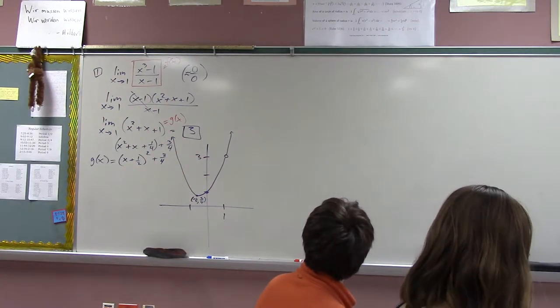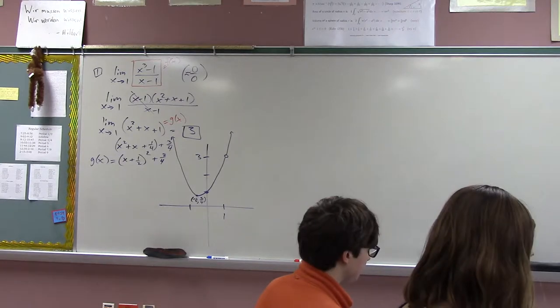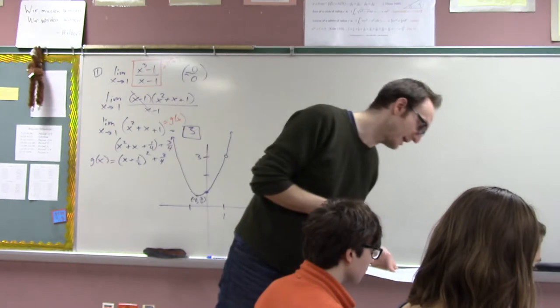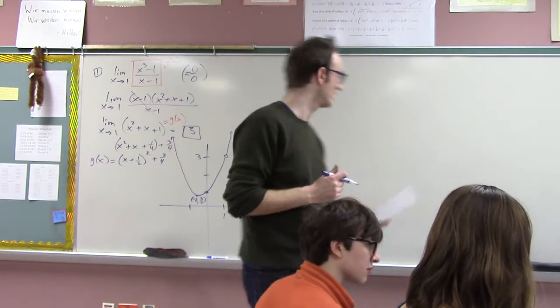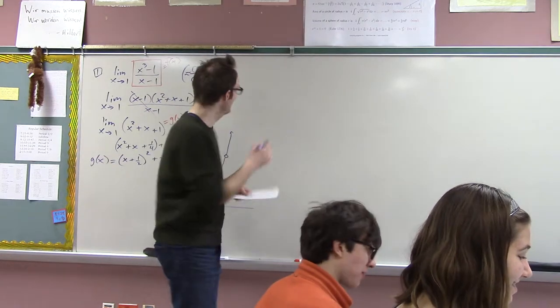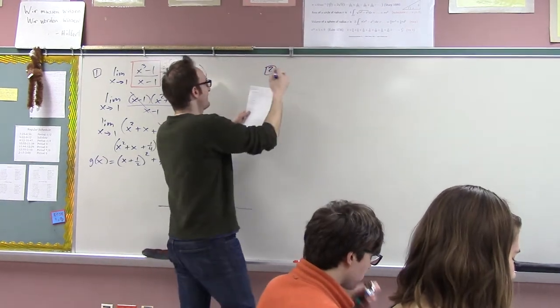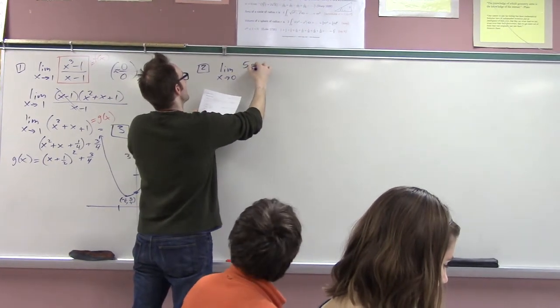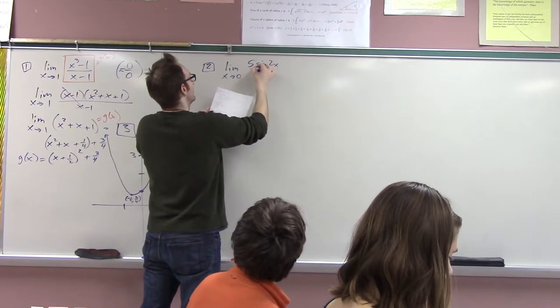Everybody cool? Okay, number 5 was basically the exact same thing. You just factor the numerator and you guys got 2, right? Yeah. Okay, number 2. Number 2 is the limit as x goes to 0 of 5 sine 2x over x.